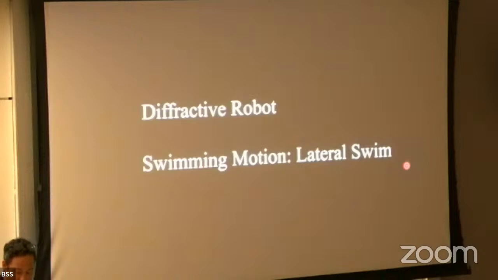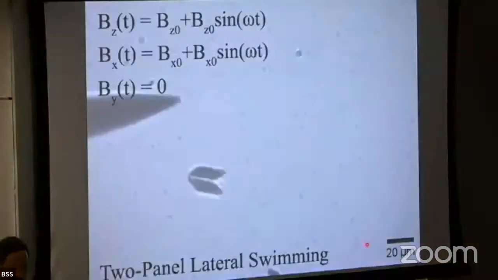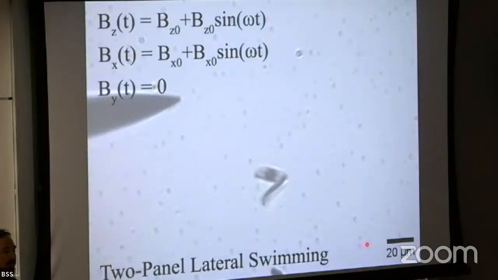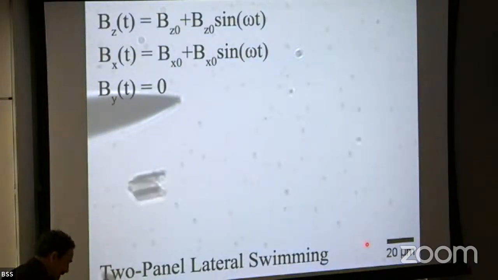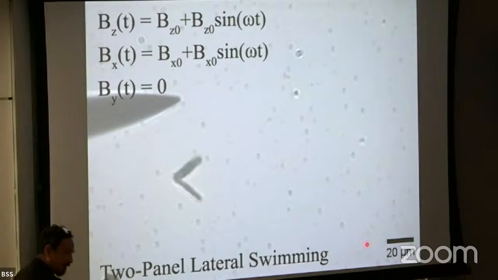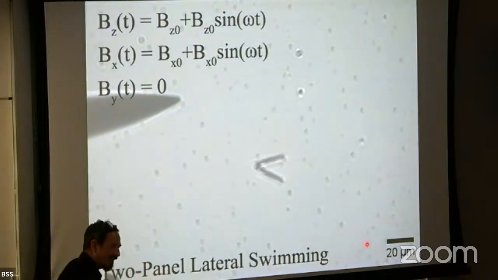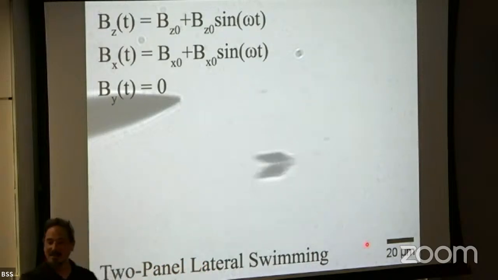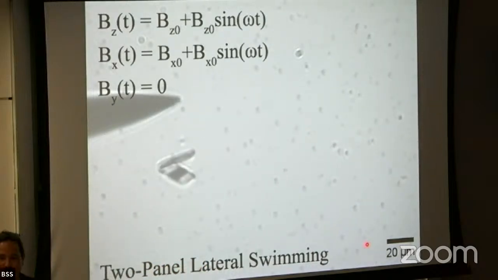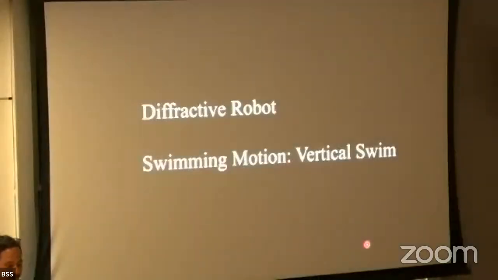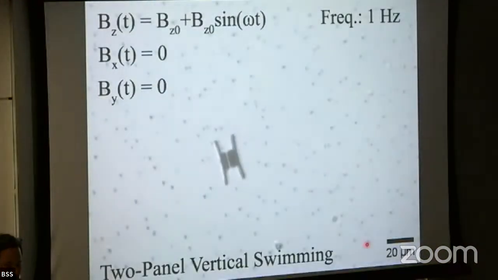You can also get swimming. So here's a diffractobot that is swimming. Okay, so what it does is it swims, and then you flip it over so that its arms are back in front, and then it swims again. And by doing that, it can essentially beat the scallop theorem and swim through a viscous fluid. All right. This is a vertical swim, so now it's going up.